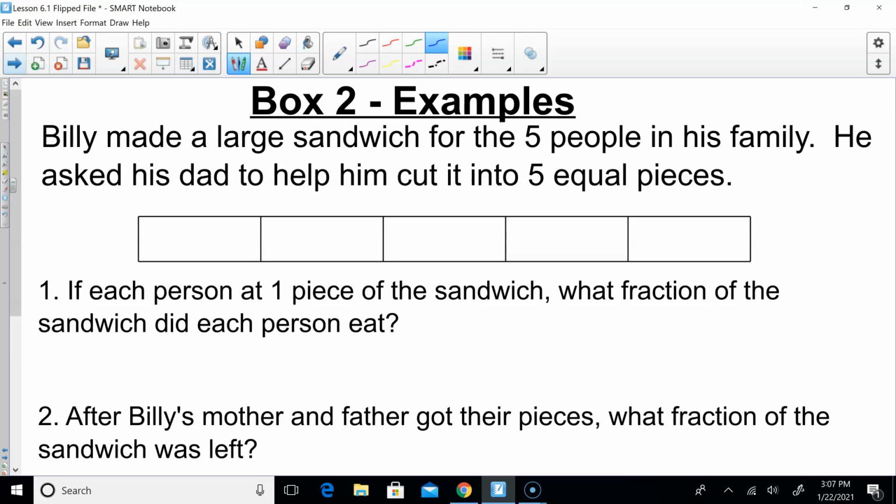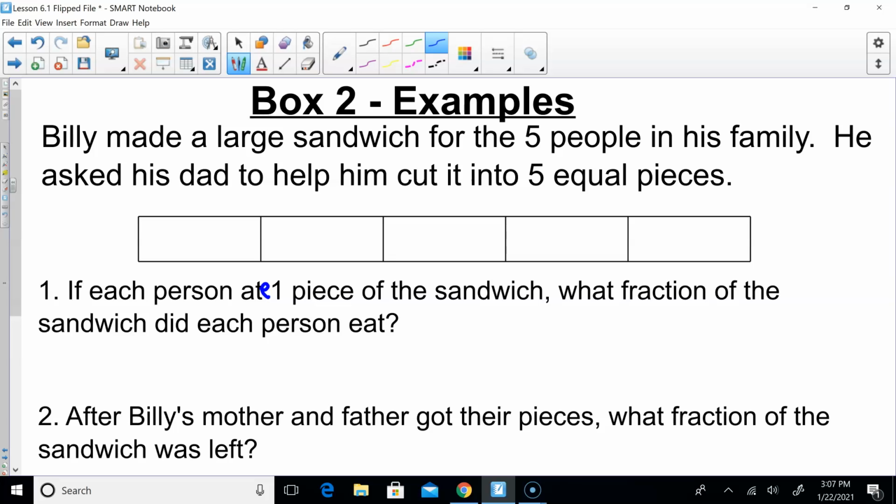And here's a question for you. Billy made a large sandwich for 5 people in his family. He asked his dad to help him cut it into 5 equal pieces. If each person ate 1 piece of the sandwich, what fraction of the sandwich did each person eat?